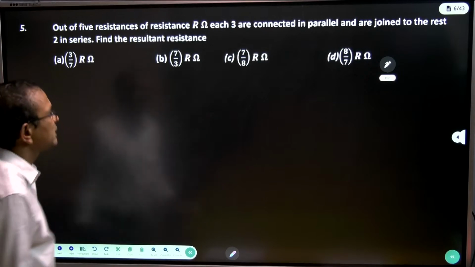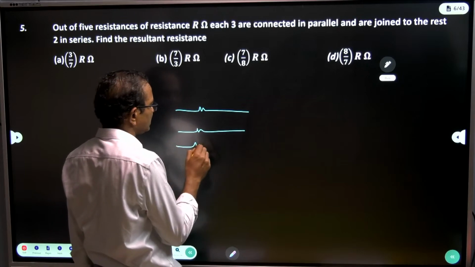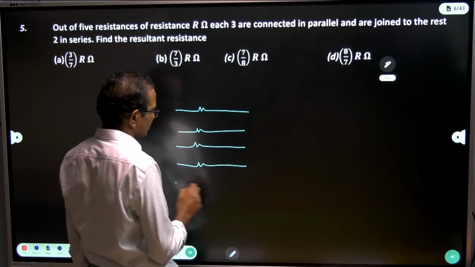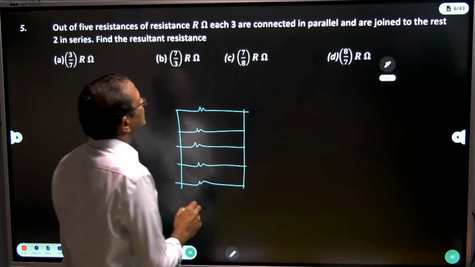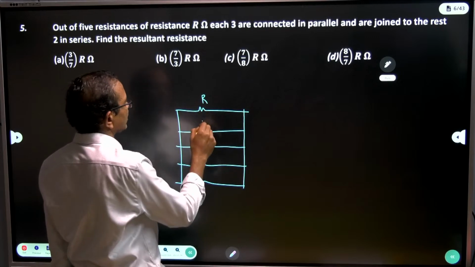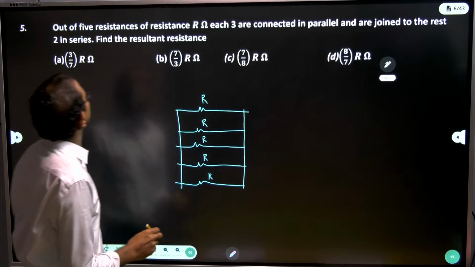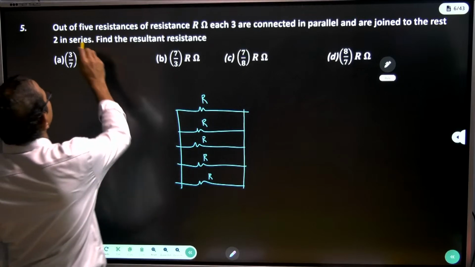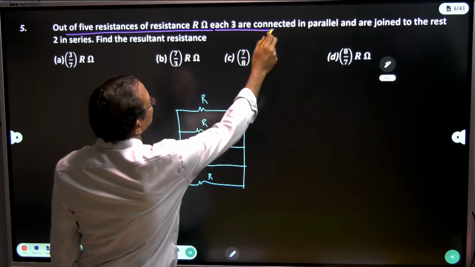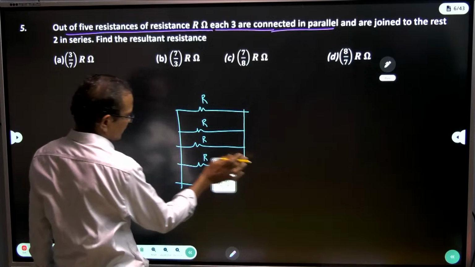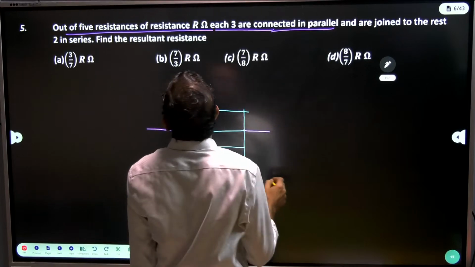How many R's are connected in parallel first? R is not given. How many number of R? 3, sir, only 3, out of 5 resistances each of R. Three are connected in parallel and are joined to the rest 2 in series.